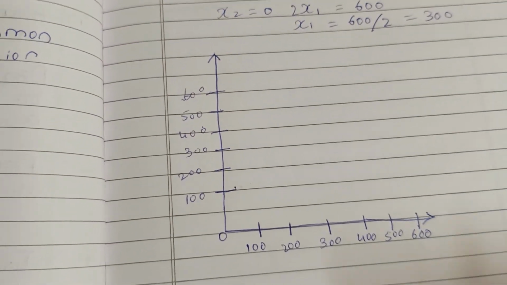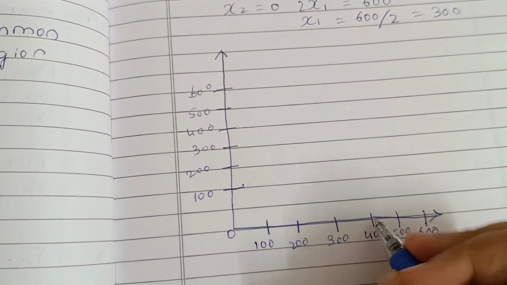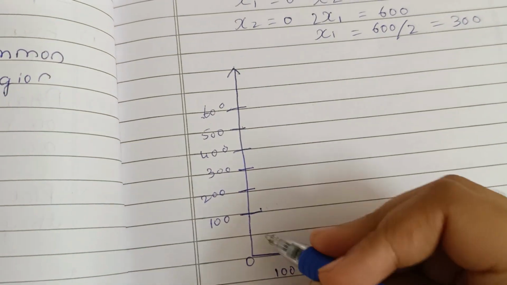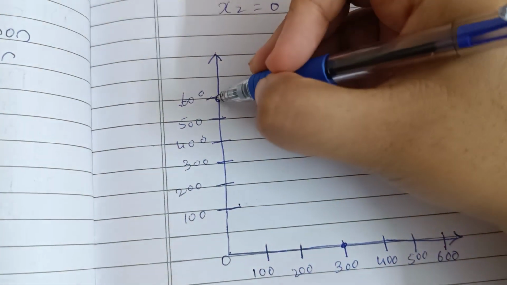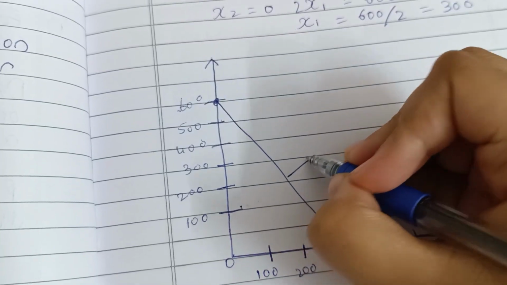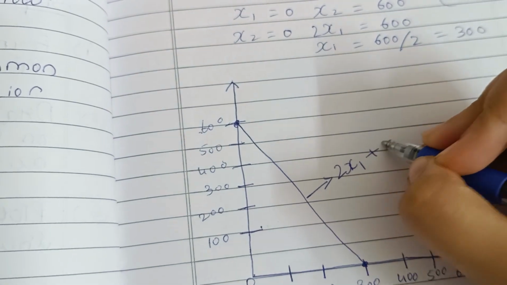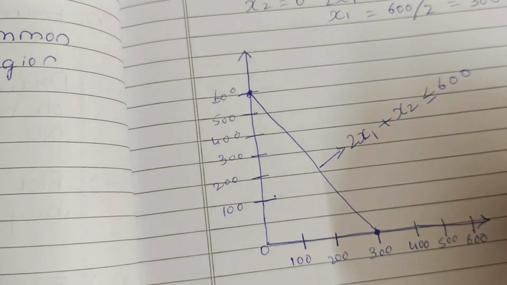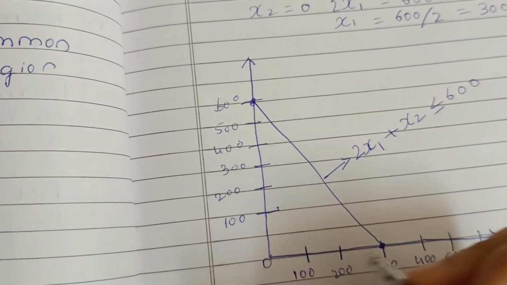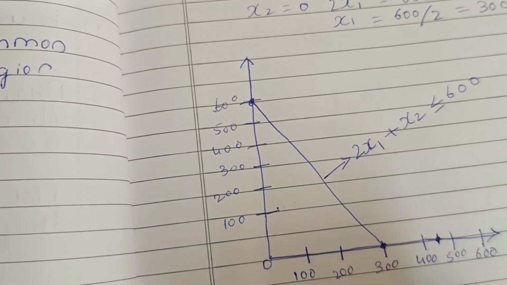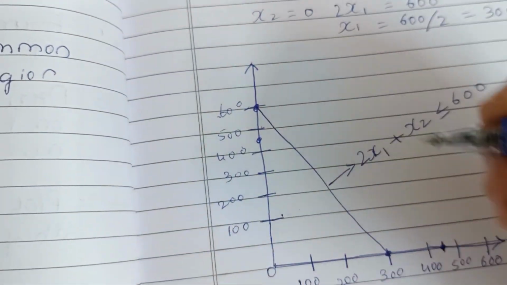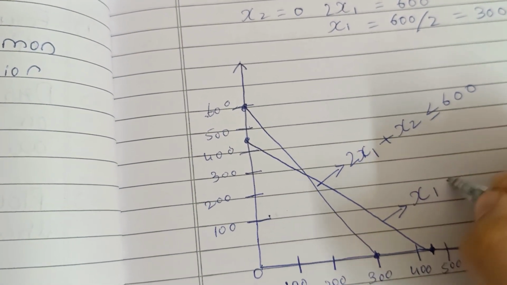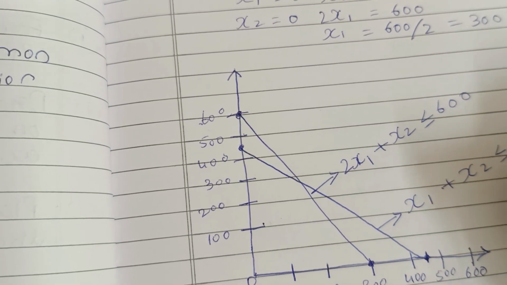We have to plot the graph where here is (300, 0) and (0, 600), which is for the equation 2x1 plus x2 less than or equal to 600. And for x1 plus x2 less than or equal to 450, we got (0, 450) and (450, 0). We form a line here. This is for x1 plus x2 less than or equal to 450.